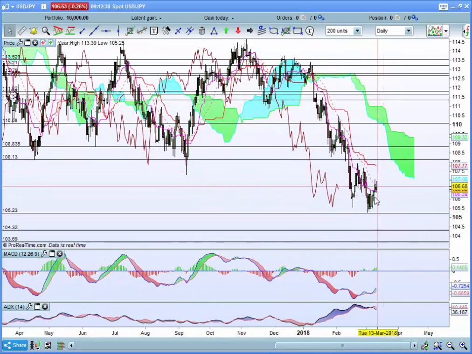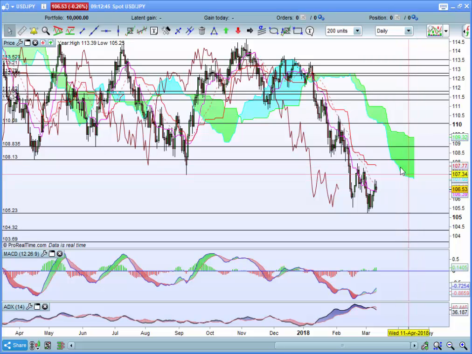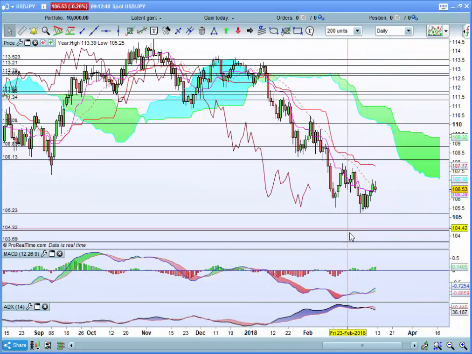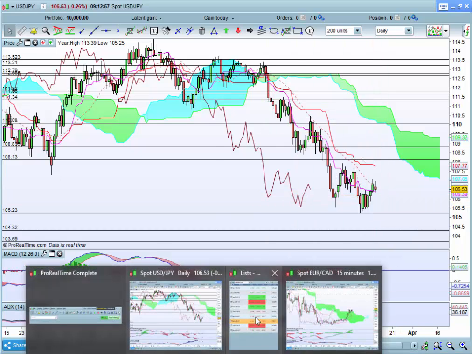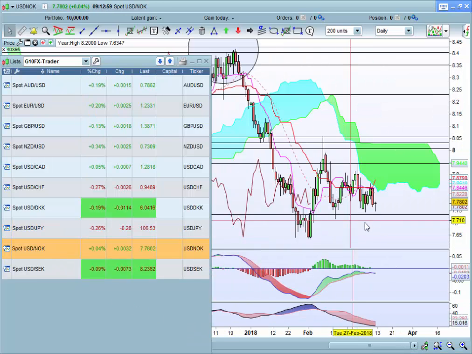But so far it's trying to regain support, trying to rebound from that low, with the targets here at the bottom end of the cloud as the next key resistance area. We've had a MACD buy signal on the daily, so we're just looking at these pullbacks and maybe get in at that support zone at 106.26. Okay.